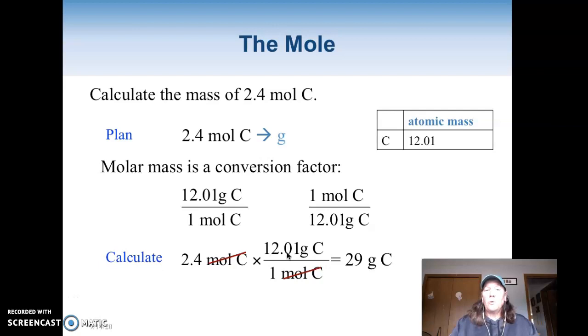Okay, so whenever you're converting from moles to grams, you start with what you know. Put moles on the bottom. 1 mole of carbon has a mass of 12. This is just like multiplying by 1. And that's how you get your 29. You just multiply the numbers on top.